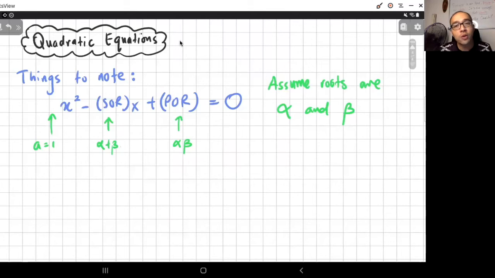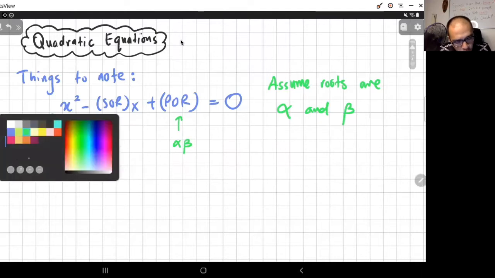Okay, so let's come to quadratic equations. Few things we need to note. Number one is that if we want to use this cake mold, the A must be equals to 1. Okay, and then the sum of the roots is alpha plus beta. But one word of caution.